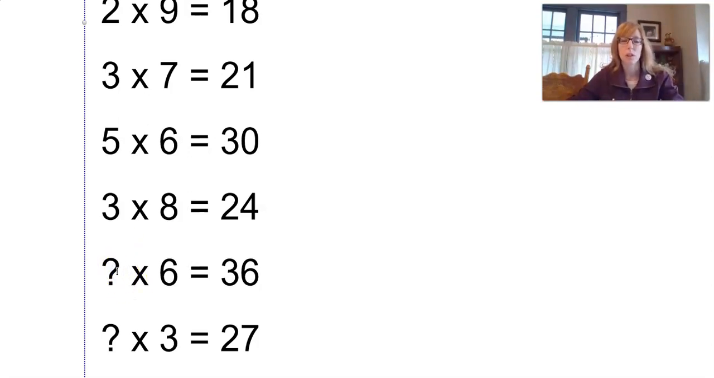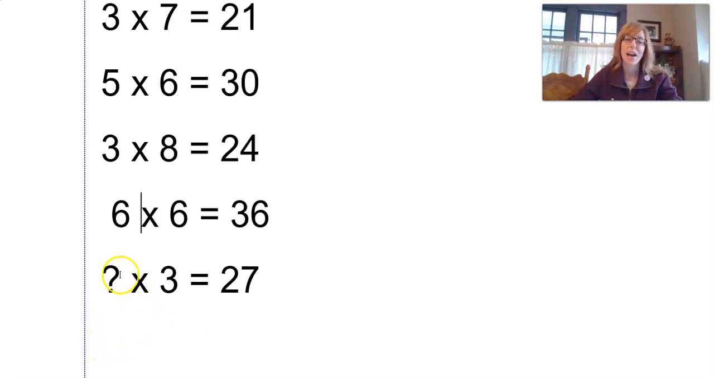So we're looking for our missing factor. What times 6 equals 36? Well, you know that 5 times 6 right here, 5 times 6 is 30. So if we add another group of 6, you are correct. 6 times 6 equals 36.